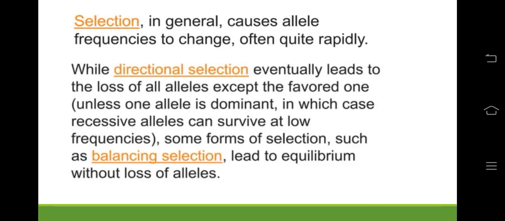Some forms of selection, such as balancing selection, lead to equilibrium without loss of alleles, while directional selection eventually leads to the loss of all alleles except the favored one, unless one allele is dominant, in which case recessive alleles can survive at low frequencies.